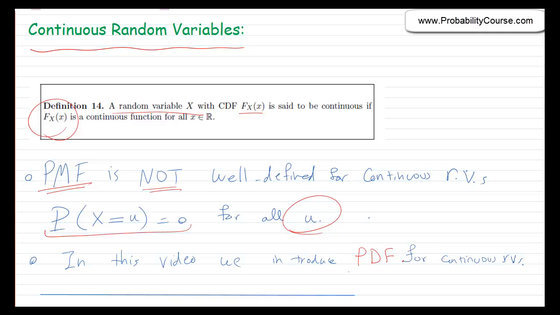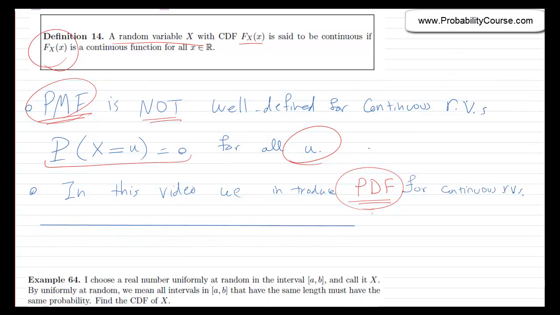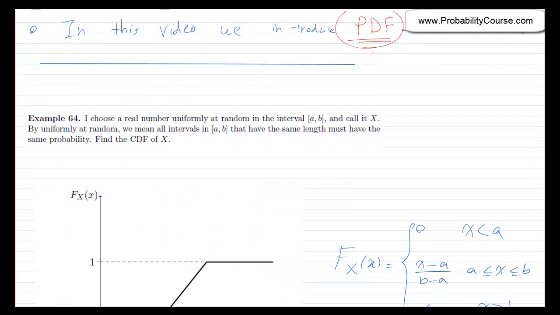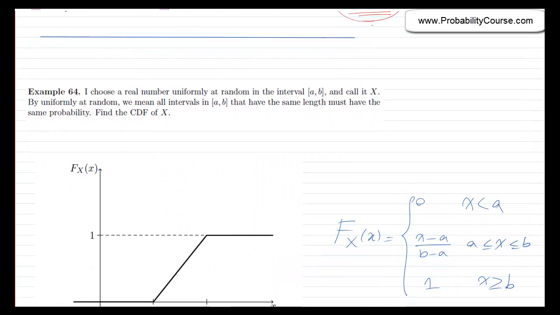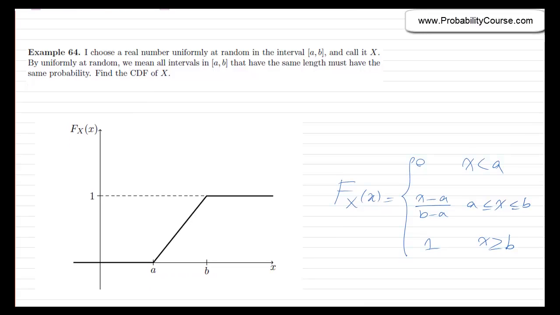We want to introduce a new concept, which is the probability density function. It's very similar to the probability mass function, but it can be defined for continuous random variables. So let's review the example that we saw last time. It was a simple example, our first example of a continuous random variable.